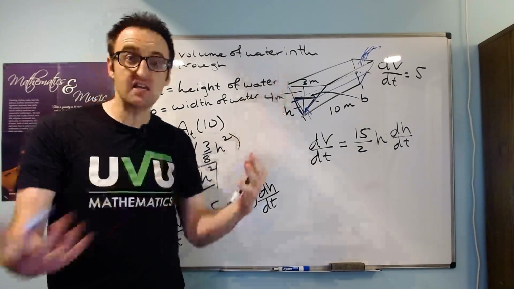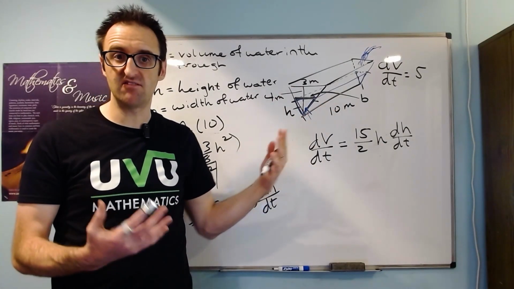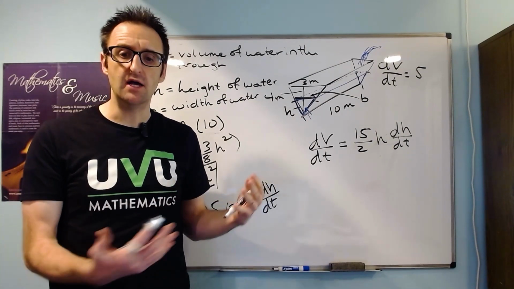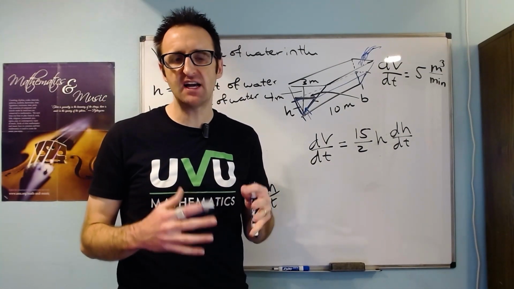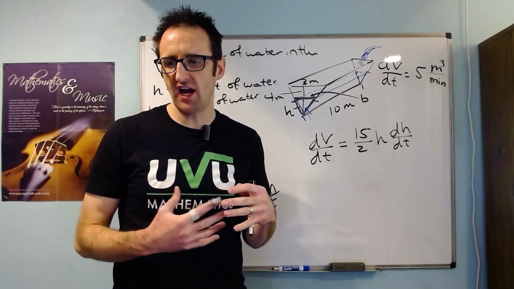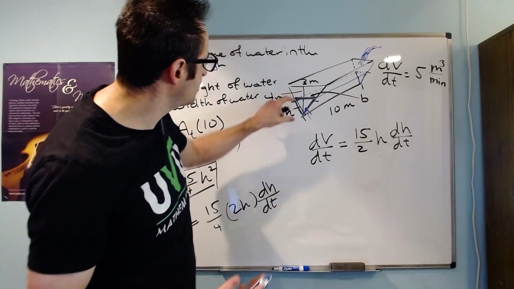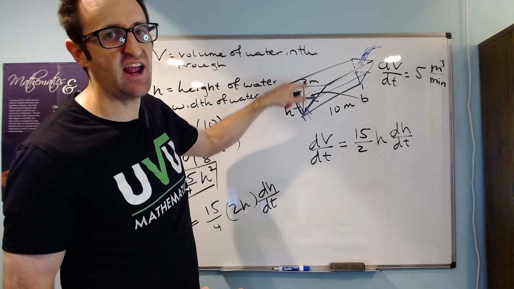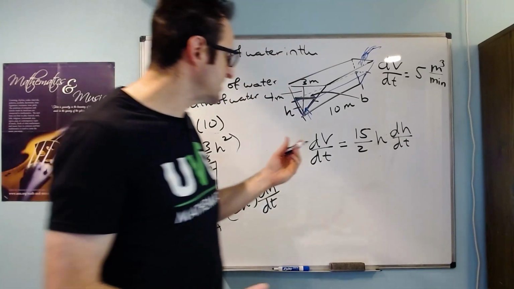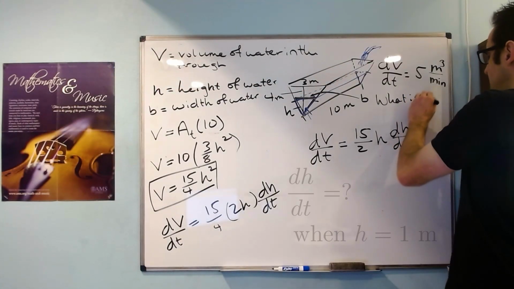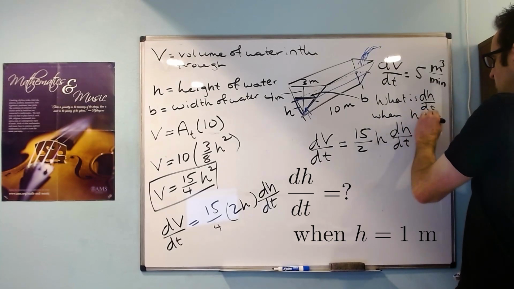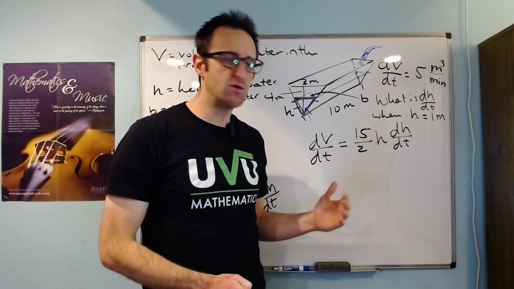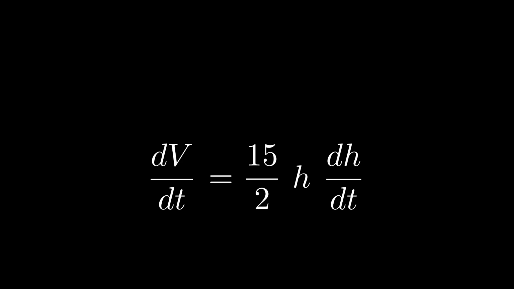If water were leaking from the tank, we would use like a -5 because that means that the volume is going down. So what we're asked at this point is how fast is the height changing when the height is 1 meter deep? So once we filled up enough water to be 1 meter deep, how fast is the height of the water increasing? So that means we want to know what is dH/dt when H is 1. And so basically what we're going to do is plug in all the things that we know and solve for the quantity that we want, which is the dH/dt.